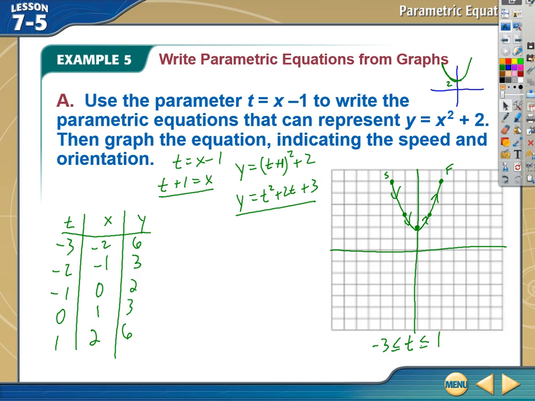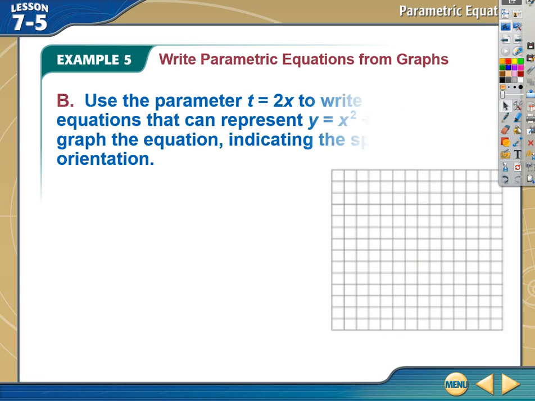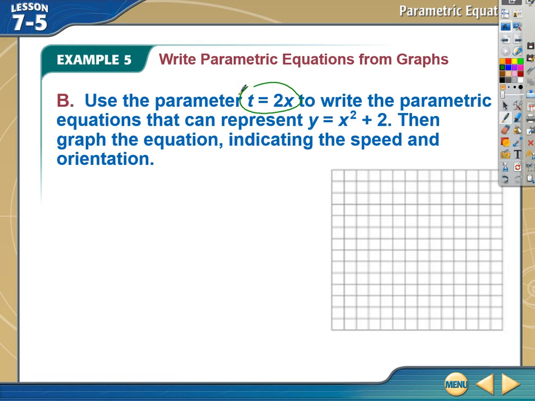So let's take a look. So now on this one it says use this parameter. So now I'm going to use this parameter right here. I go through the same steps. I solve for x, so t equals 2x. Divide both sides by 2. t over 2 is equal to x. Substitute in. y is equal to t over 2 squared plus 2. Square it, so it's t squared over 4 plus 2.